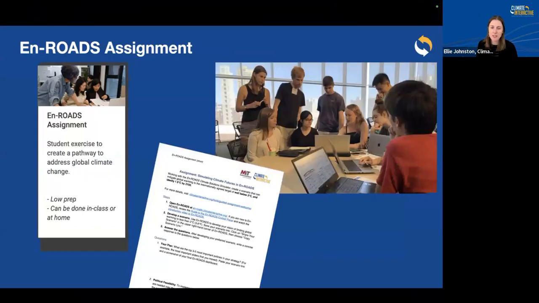And what it entails is we have two different versions of it, a short version and a long version. And the students are tasked with opening up En-ROADS, just like I did, and looking around and making a scenario that they see in the tool will successfully address climate change. And then there are some questions that prompt them to reflect on the scenario that they've just made. Why do they think it's possible? What are some of the potential co-benefits of some of the different types of actions that they're exploring?